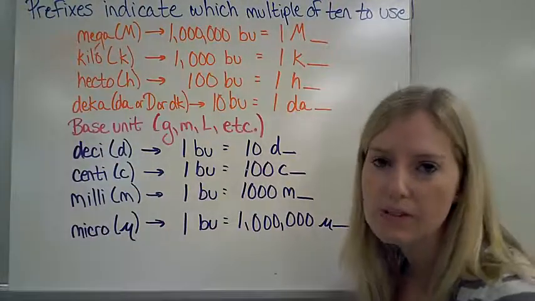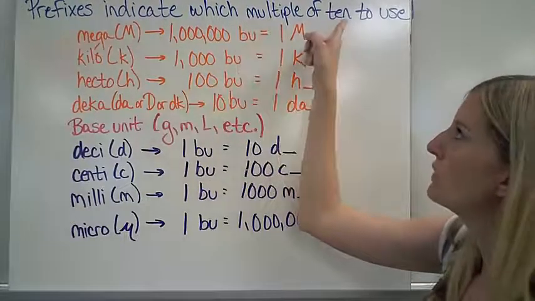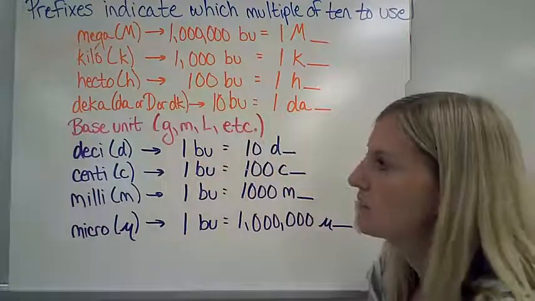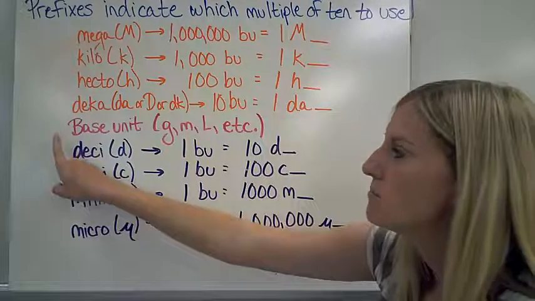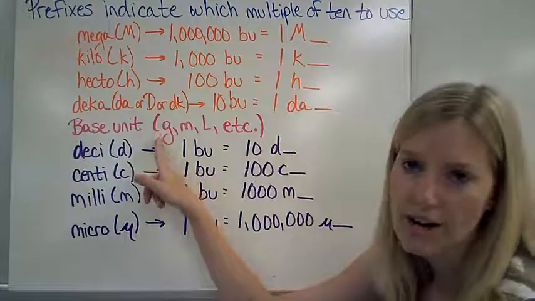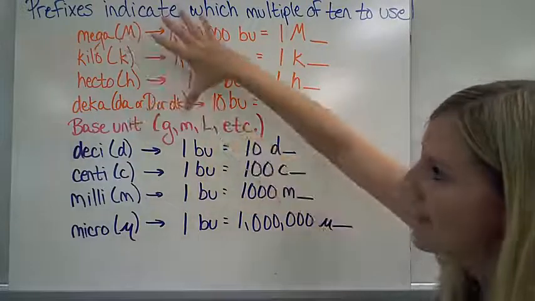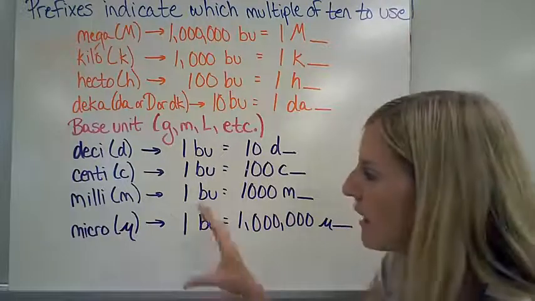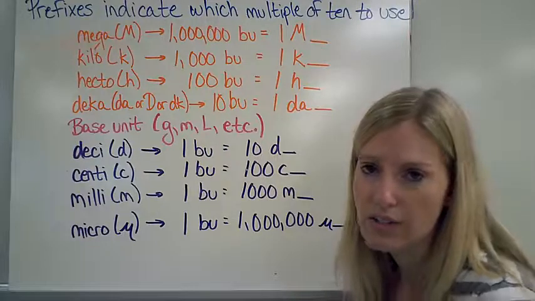In front of the base unit, I can put a prefix. That's going to tell me which multiple of 10 I need to use. So if I look at this chart, this gives me some common examples of prefixes used in the metric system. Notice that in the middle, I have base units like I had on the previous slide. So this would just be 1 gram, or 1 meter, or 1 liter, etc. Above that, I have units that would indicate that I'm using something larger than a base unit. And below it, I have prefixes that indicate I'm using something smaller than the base unit.